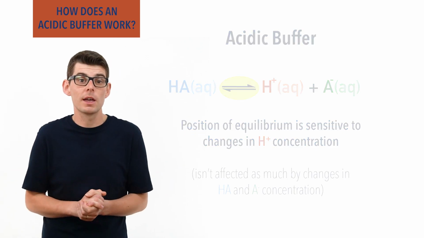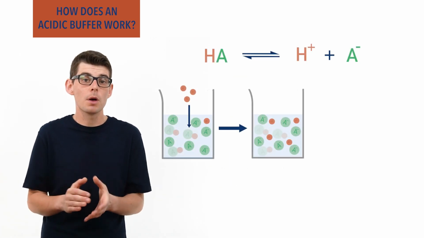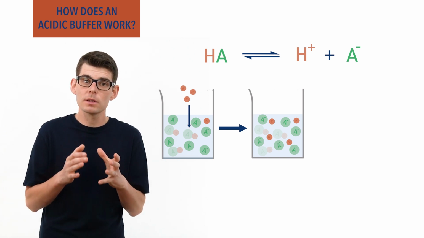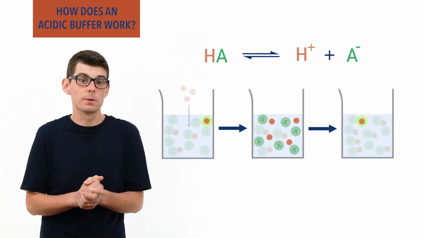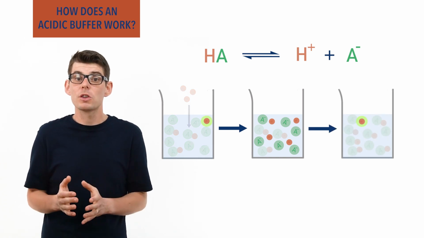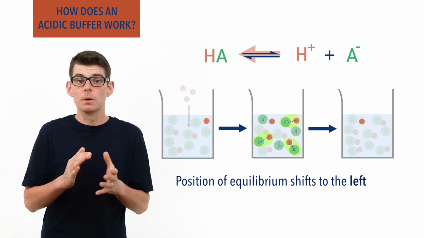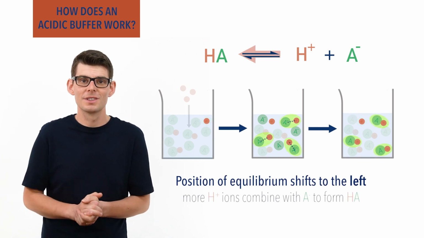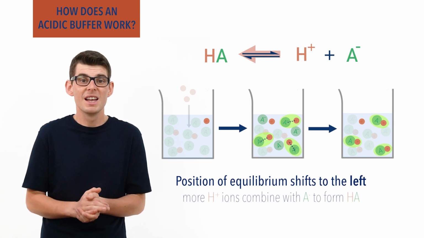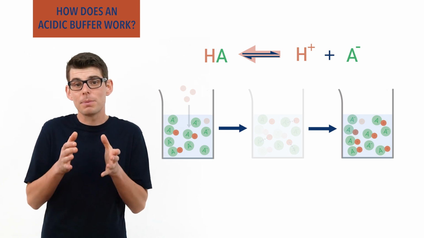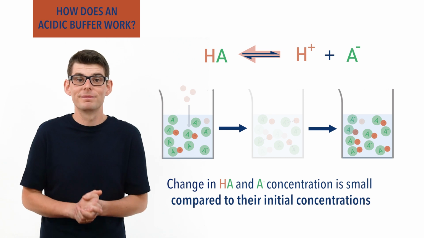Now, if H+ ions are added to the solution, the position of equilibrium can move to oppose the change and try and get the H+ ion concentration back to what it was before the extra H+ ions were added. It does this by shifting to the left. More H+ ions and conjugate base ions combine to form weak acid molecules. The fact the A- and HA concentrations change as a result of this doesn't matter very much, as compared to their initial concentrations, their change is very small.